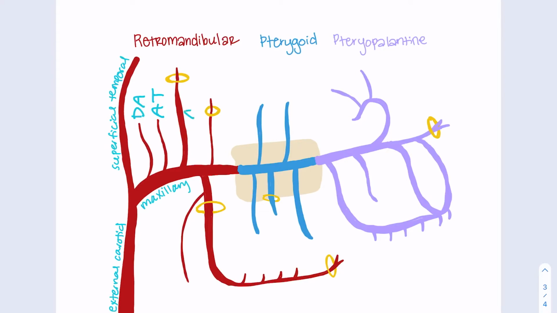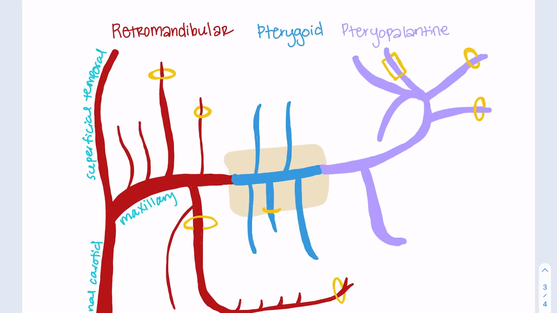The first big one is called the middle meningeal artery. It supplies the dura and the calvaria. It pierces through the foramen spinosum. Next to it is the accessory meningeal artery, and it supplies the cranial cavity. It pierces through foramen ovale.